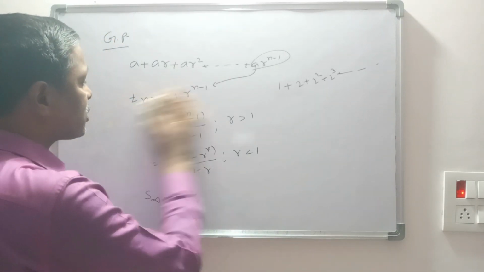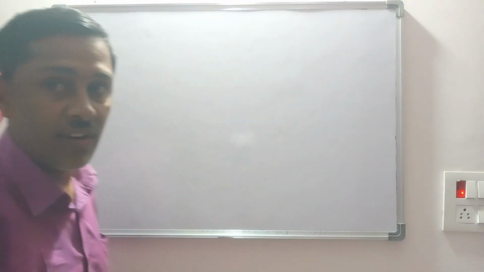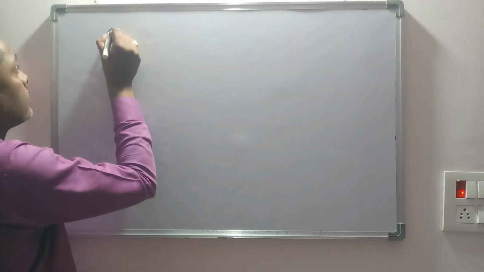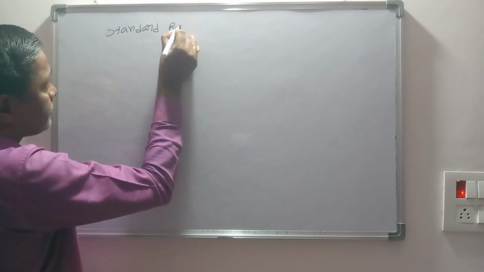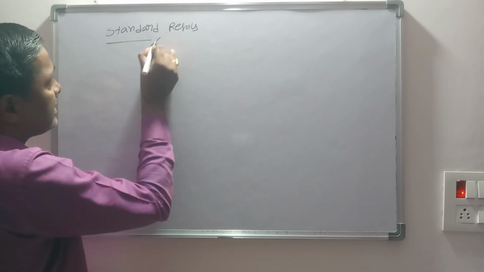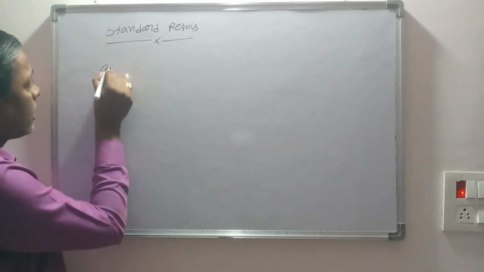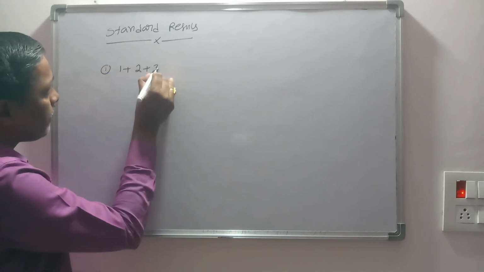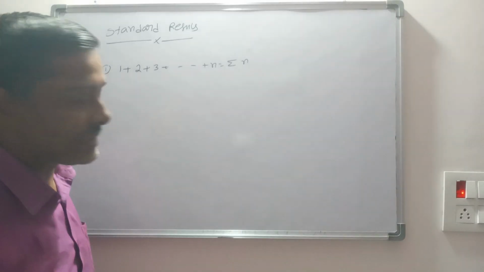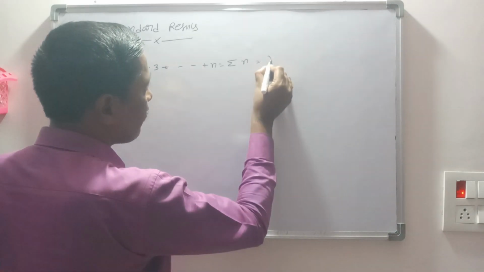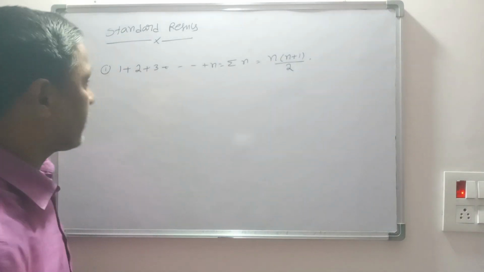Next, some standard results in mathematical induction. Most important, the types of results. Standard results are shortcut formulas. Okay. First one, 1 plus 2 plus 3 plus so on n. This means sigma n. Sigma means summation, the sum of the n terms. What is the formula? n into (n plus 1) by 2.